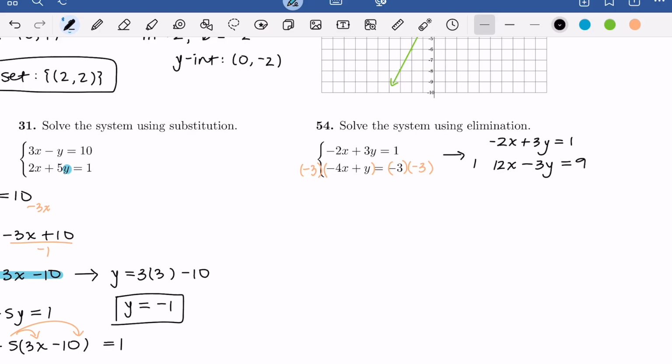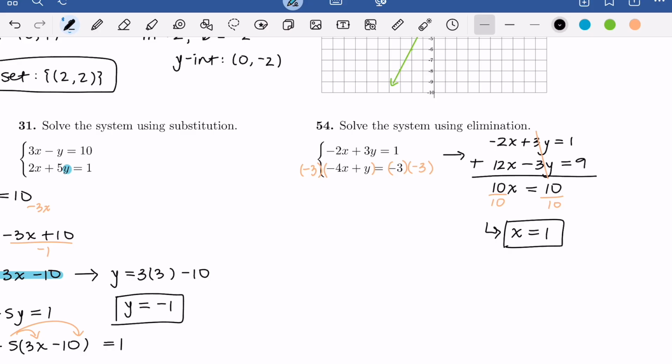So now notice, if I were to add these guys together, I'm going to end up with 10x, because we have -2x plus 12x. And then here I have 3y minus 3y. And just like we said in the beginning of this problem, these guys are going to cancel and we've successfully eliminated our variable y. Now, on the right-hand side of this equation, we're going to have 1 plus 9, which gives us 10. And now we can easily solve for our variable x. We'll divide both sides of this equation by 10. This is going to give us 1.